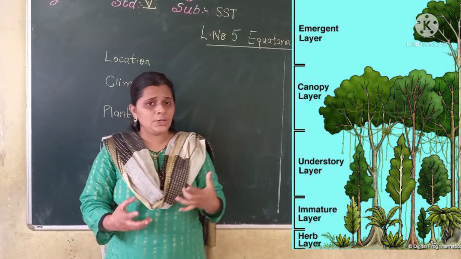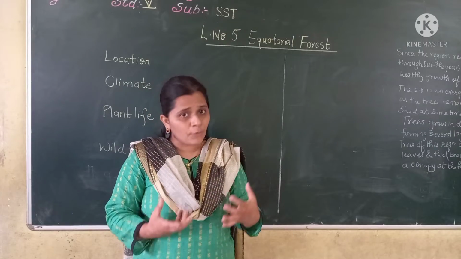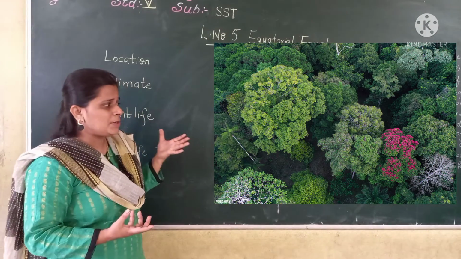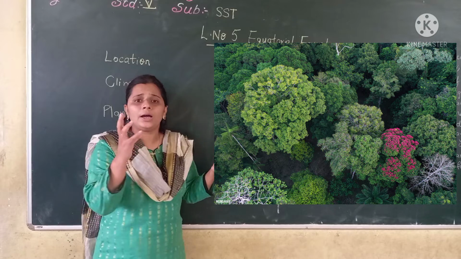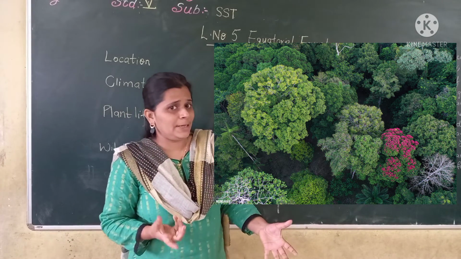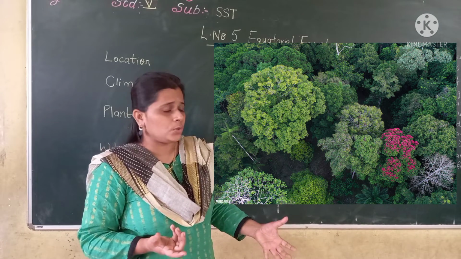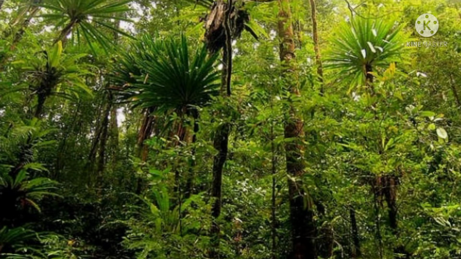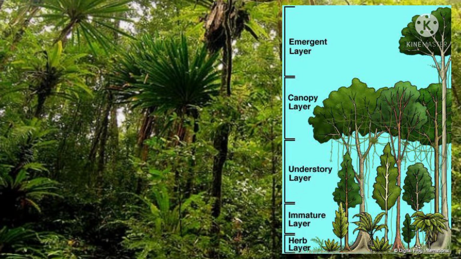Students, I have explained this canopy in class 4. You can see it in this picture. It looks like an umbrella, right? I explained it in the last class in standard 4. So you can see the trees of this region have broad leaves and thick branches forming a canopy at the top. You can see here in the picture, students, the canopy at the top.